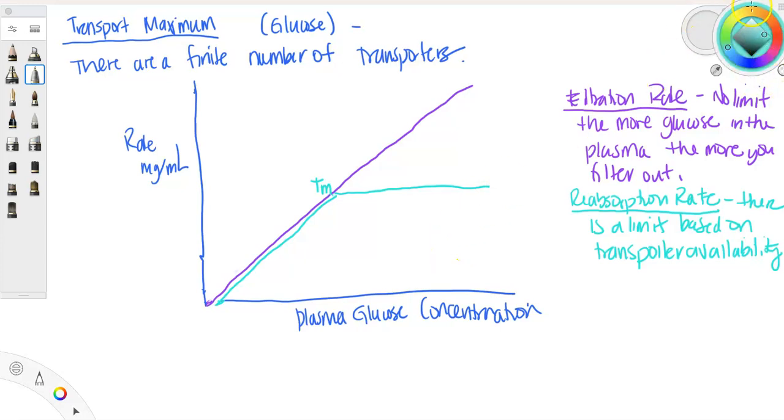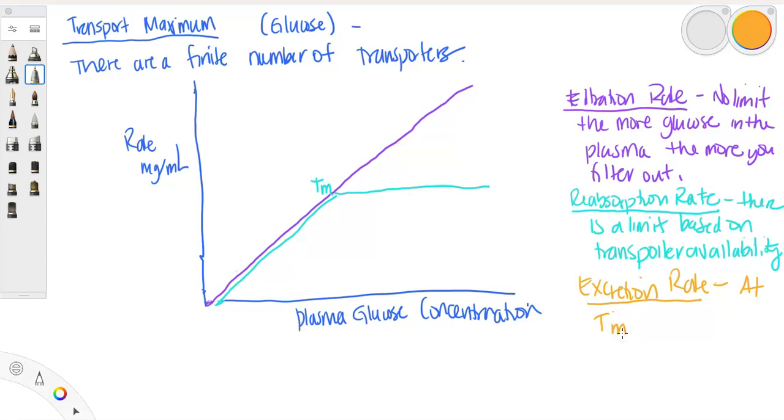All right, well, we need to look at excretion rate. So excretion rate is where, once we get to the transport maximum, so at transport maximum, we start peeing out glucose, because it remains or stays in the filtrate.